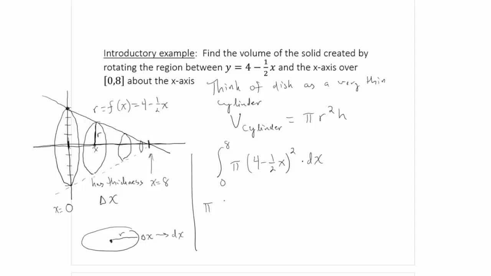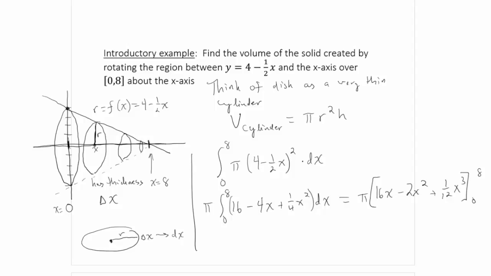I can bring the pi outside. Integral 0 to 8 of 4 minus 1/2 x, squared. That's 16, 4 times 1/2 is 2, double it, so minus 4x, plus 1/4 x squared. I've got to integrate this. And so that's pi times the integral from 0 to 8. Let's see, oh, I don't need an integral anymore. Let me calculate the antiderivative. So that would be 16x minus 2x squared plus 1/12 x cubed, over 0 to 8.